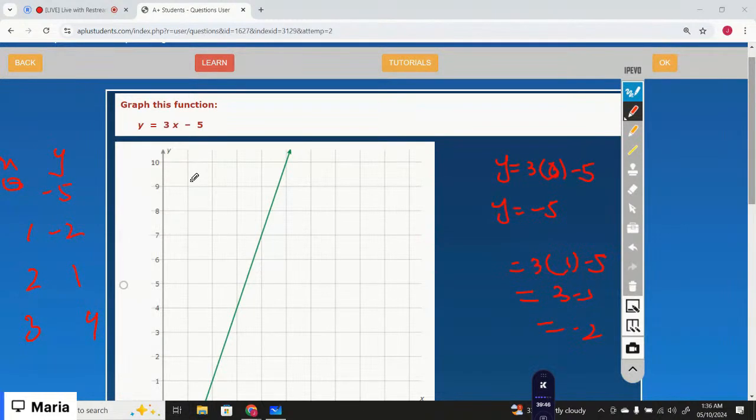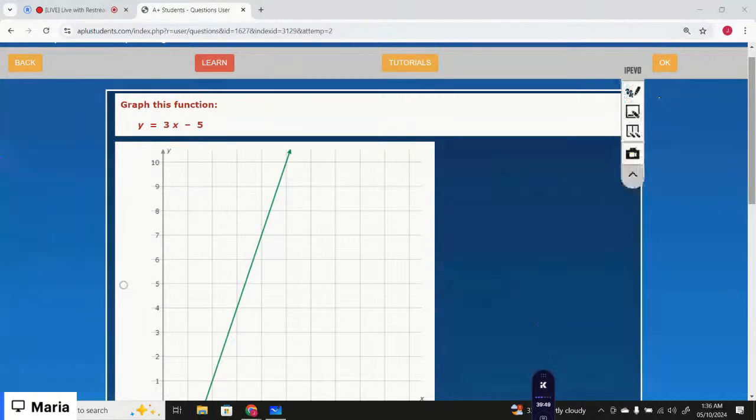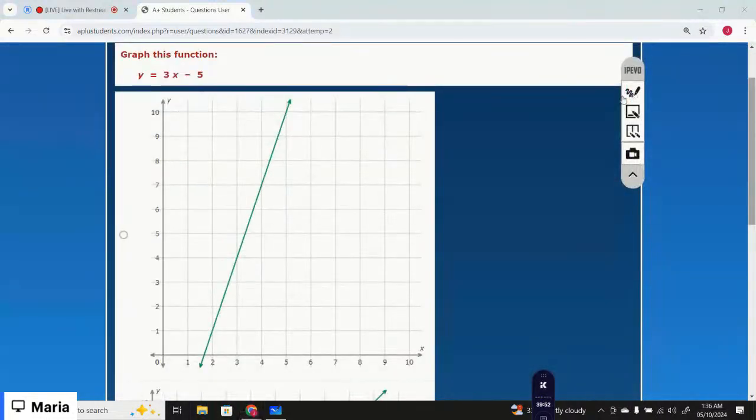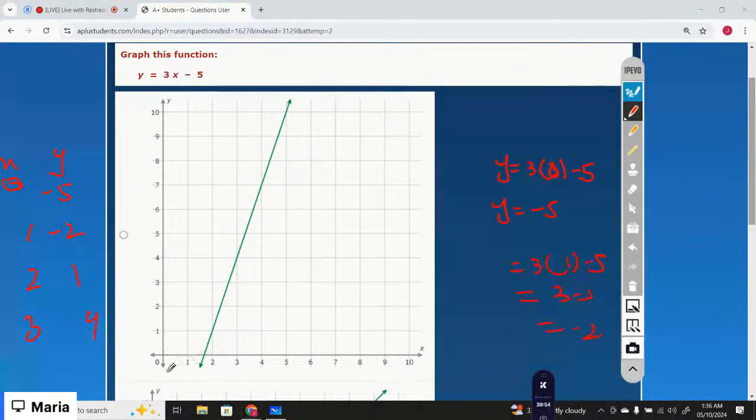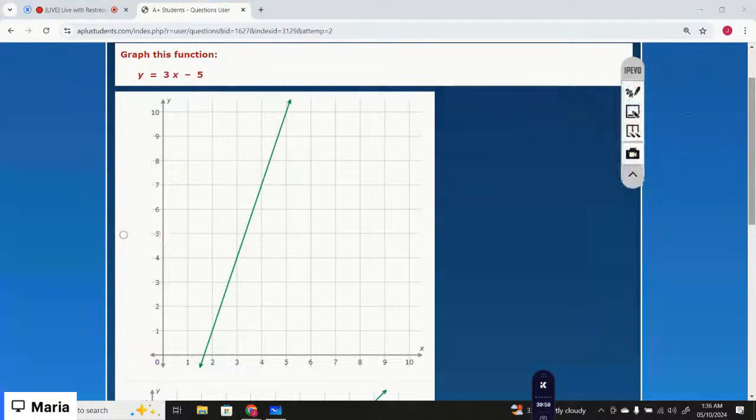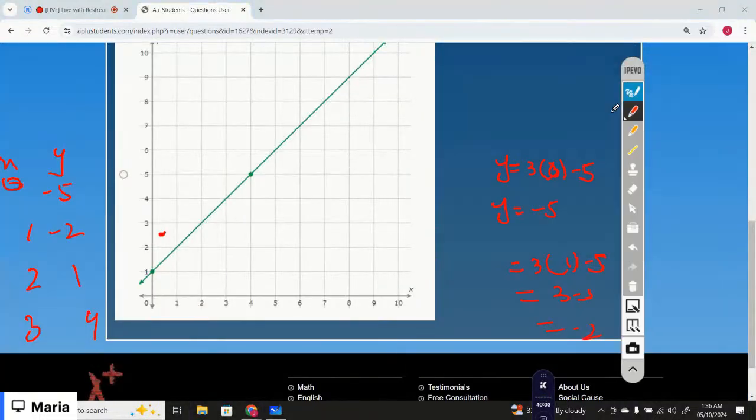Now you are given 4 points. Just match these points to the graph and see which is the correct. X is 0, y is negative 5. This point must be here, right? So just look at the second one. But here x is 2, y is 1.